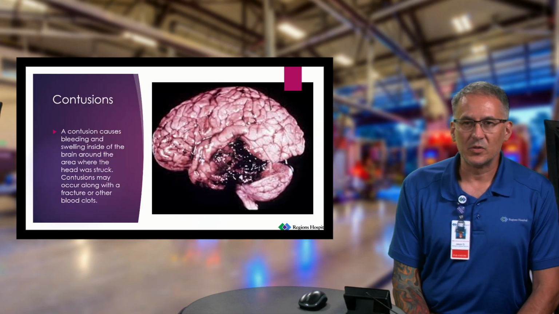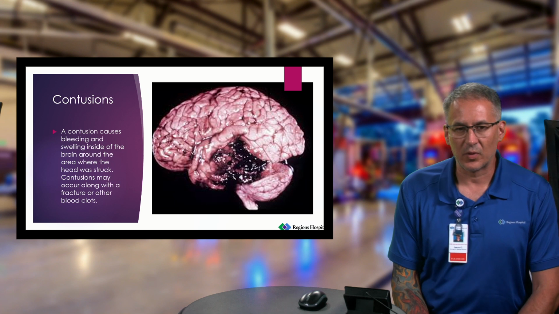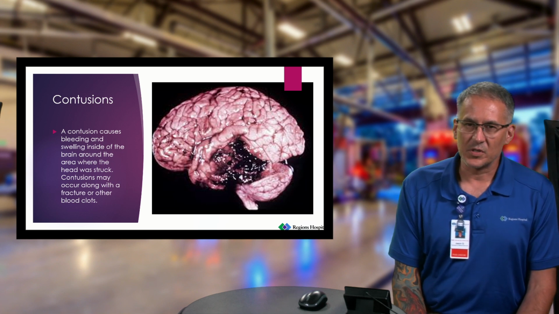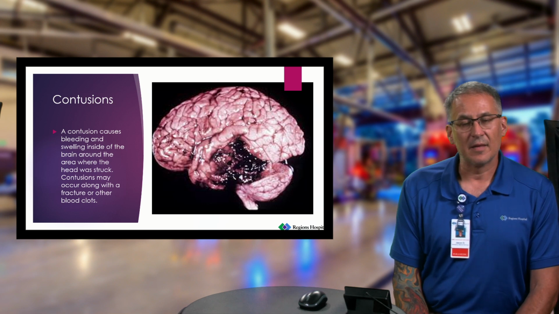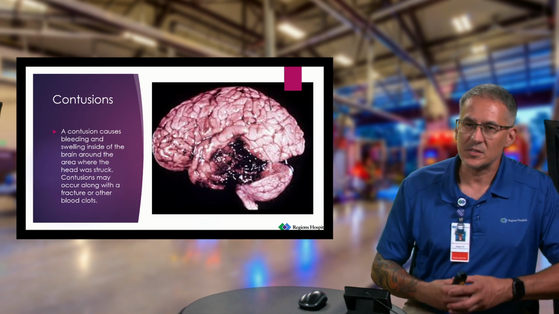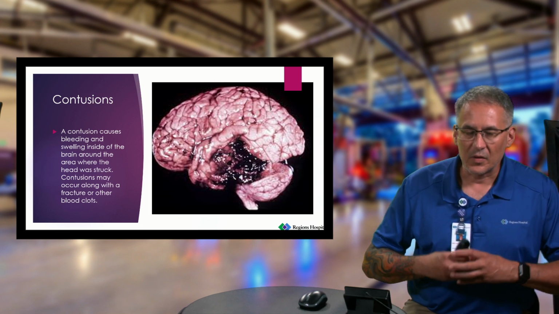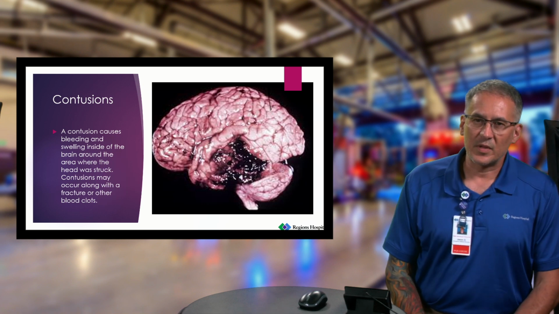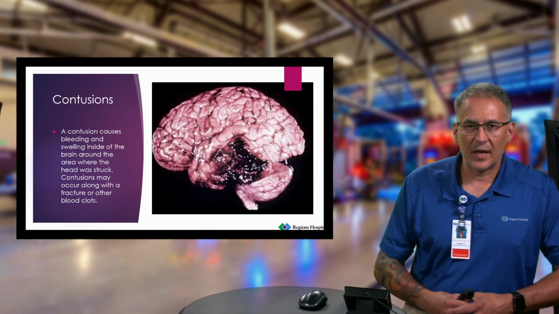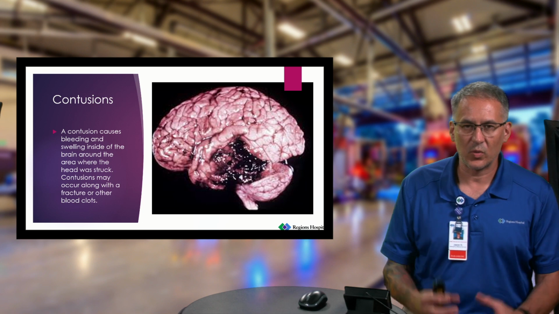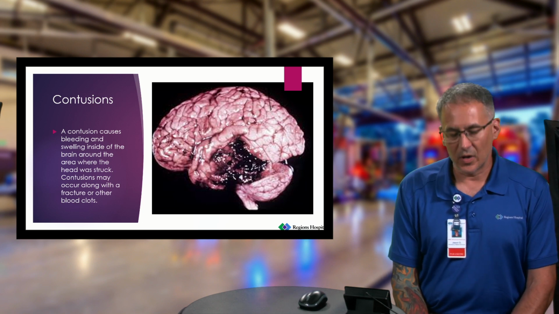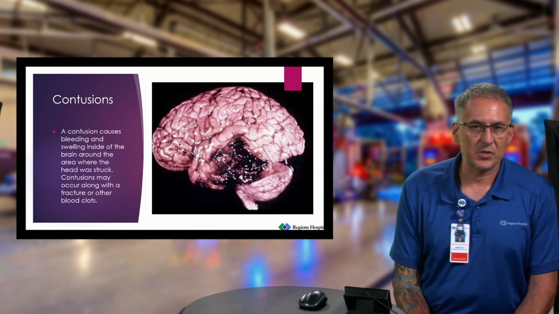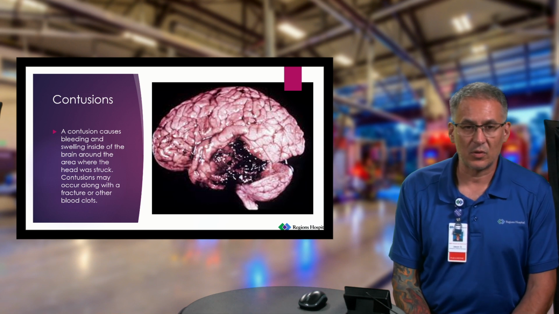When we talk about contusions, this is where we're actually bruising the brain itself, which is going to cause a cascade of other issues, swelling and inflammation. And then, of course, because the brain is encased within that skull, if the skull is intact, with that inflammation and swelling, we're going to have increases in pressure within the skull itself. This is where you're going to have your epidural, your subdural, your subarachnoid bleeds, and your intracerebral bleeds.